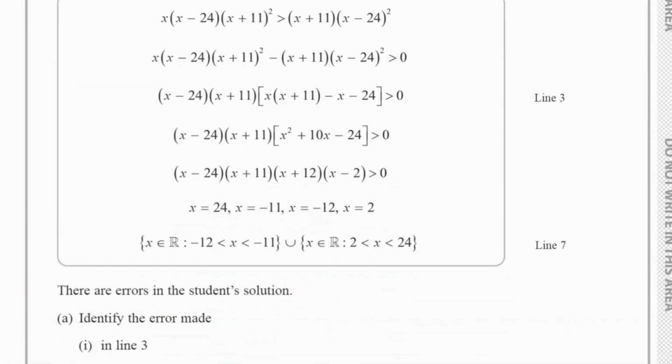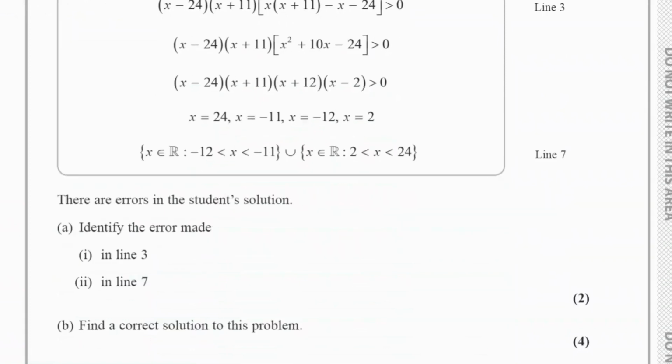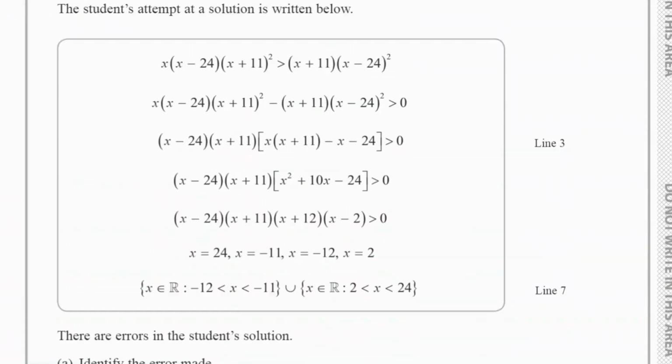It then says there are errors in the student's solution. A, identify the error made in line 3, and then again the error in line 7. And then we're going to go and do the correct solution to this problem. So having a look through this work, line 1 is absolutely fine. They've multiplied up by the two denominators squared. They've then taken it all over to the left-hand side.